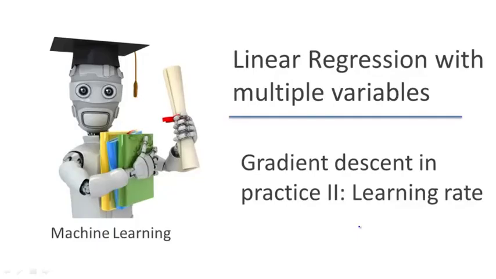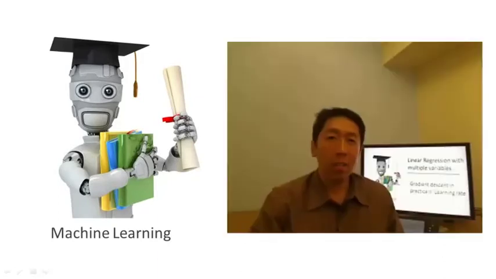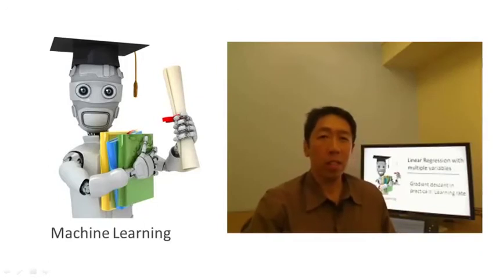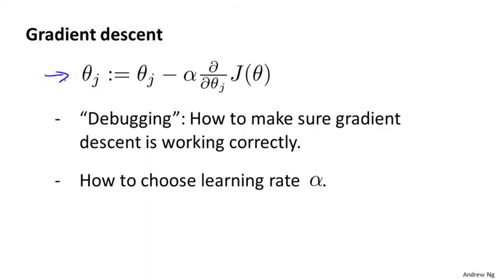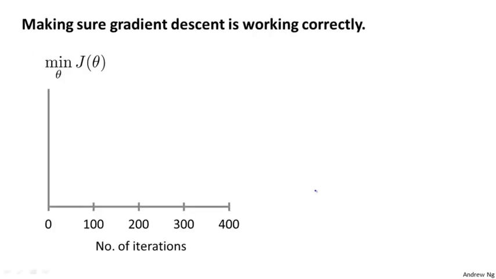In this video, I want to give you more practical tips for getting gradient descent to work. The ideas in this video will center around the learning rate alpha. Concretely, here's the gradient descent update rule. And what I want to do in this video is tell you about what I think of as debugging, and some tips for making sure that gradient descent is working correctly. And second, I want to tell you how to choose the learning rate alpha, or at least how I go about choosing it.